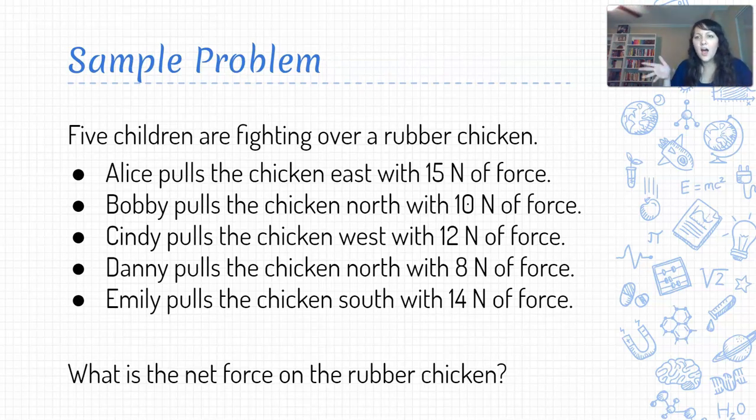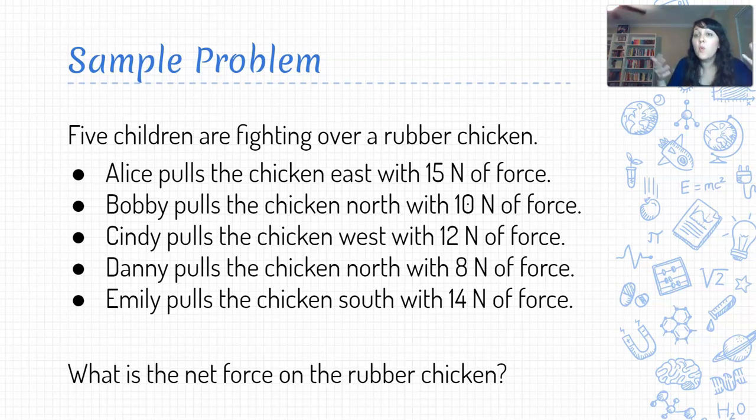So we've got a rubber chicken. And there are 5 kids who are all fighting over this rubber chicken because obviously it is a hot commodity. Okay, so we've got these 5 kids. Alice is pulling the chicken to the east. Bobby's pulling it north. Cindy's pulling it west. Danny's helping Bobby and also pulling it north. Emily's pulling it to the south. Poor rubber chicken. Good thing it's rubber. And also not alive. That also helps.